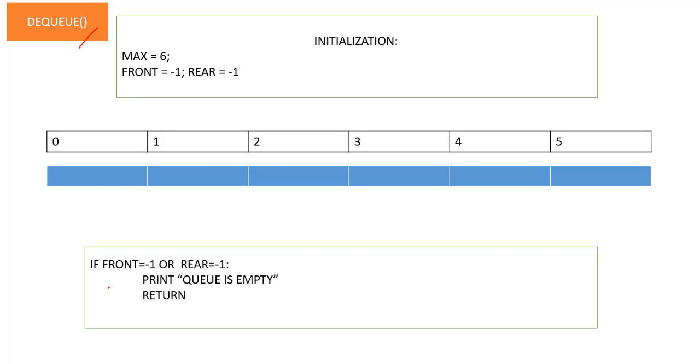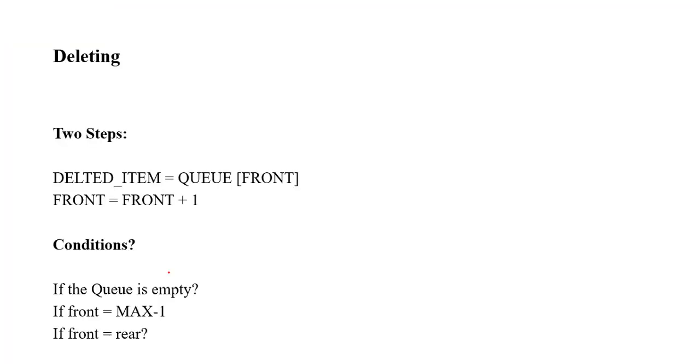My logic starts here. If front is equal to minus 1 or rear is equal to minus 1, print queue is empty. There are no elements inside the queue. That's why front is pointing to minus 1 and rear is pointing to minus 1. This condition is true now, so it will display queue is empty. This is the first condition we discussed earlier. If the queue is empty, just print a message that there are no elements inside the queue.